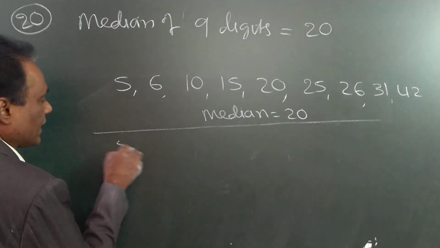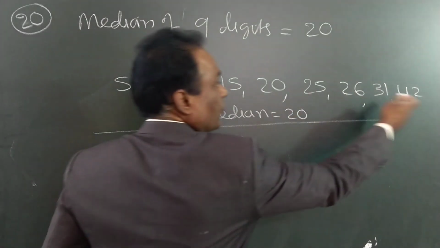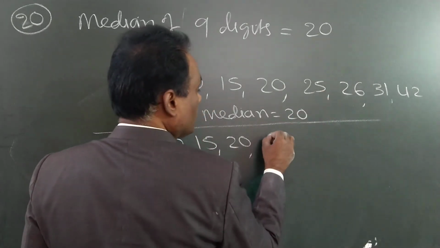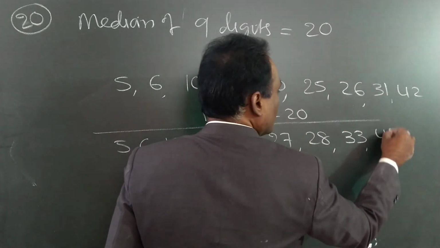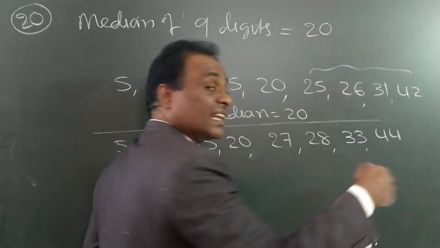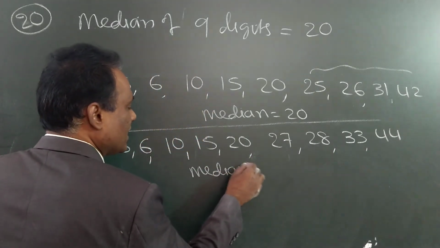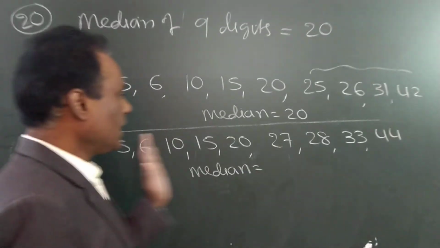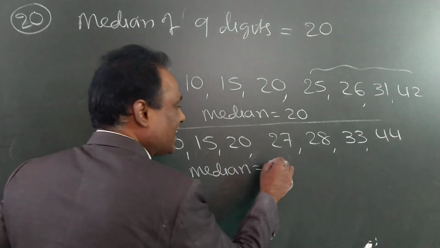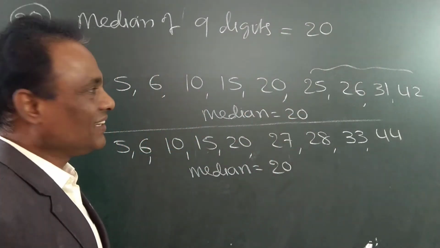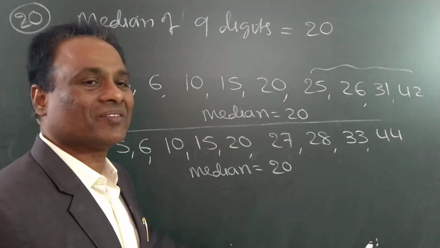See here, again I am writing the numbers: 5, 6, 10, 15, 20. The last 4 numbers are increased by 2. This becomes 27, this becomes 28, this becomes 33, this becomes 44. Then what is the median for these new numbers? Median means the middle number. Last 4 cancel, first 4 cancel. 20 is the median. Now also the median is the same. If the last 4 numbers are increased by 2, the median is still the same.